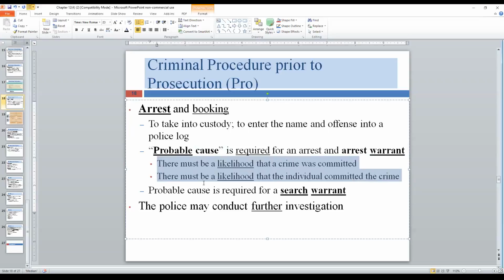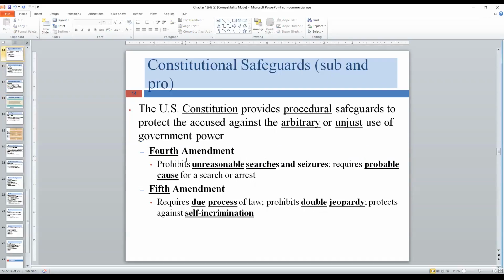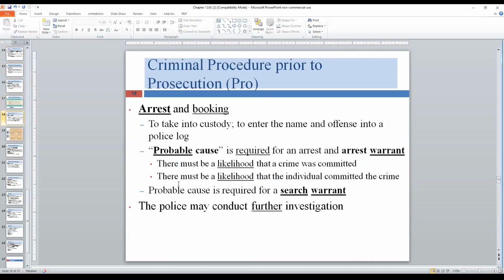In addition to needing probable cause in order to arrest somebody, you also need probable cause for a search warrant. You may recall, let me just flip back here, when we were on the Fourth Amendment, the Fourth Amendment prohibits unreasonable searches and seizures, and that you have to have probable cause for both a search warrant and an arrest warrant. And it's the same standard, really, to get probable cause for the search warrant as it is for an arrest warrant.